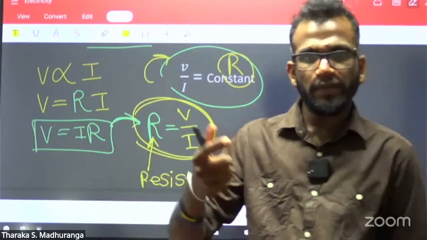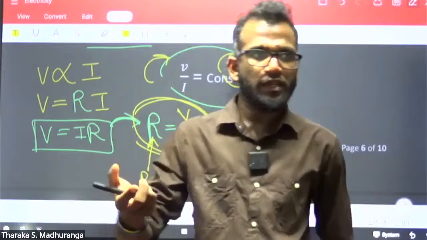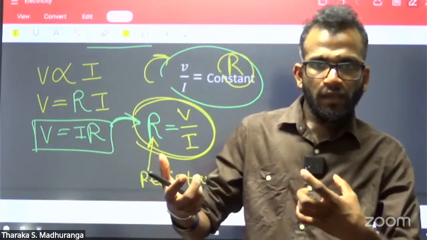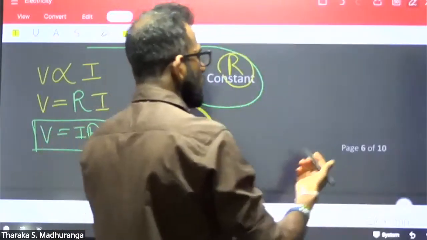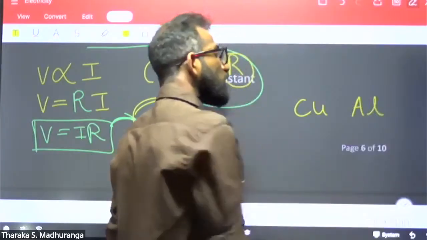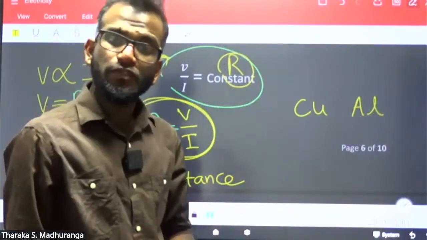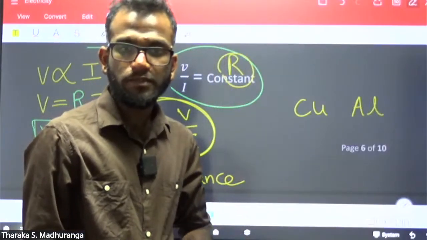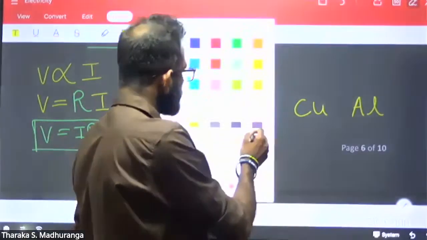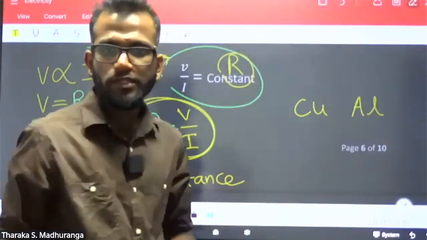As an example, if we consider the resistance of copper and aluminium, both are good conductors. Which one has higher resistance? Copper and aluminium. Which one has higher resistance? What do you think? Basic knowledge.